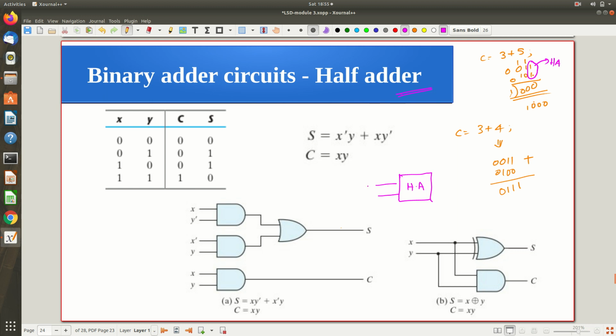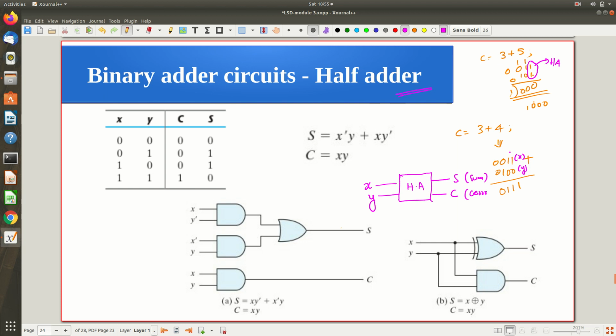So I assume this half adder is going to add just 2 bits. Let the bits be x and y. When I am adding, let this 1 be denoted by x and this 0 by y. This is a single bit only, not the entire number. When it is adding 2 bits, what happens? There is a sum and there is a carry output. This S is the sum output and this is the carry output.